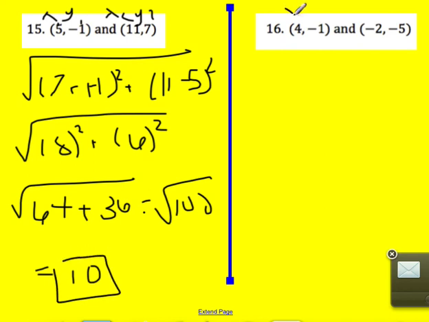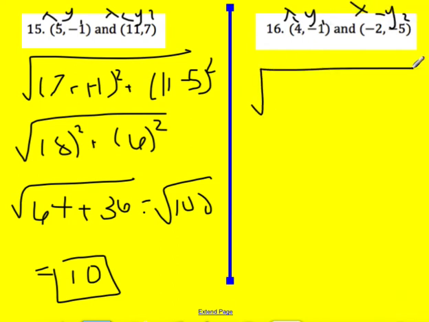Now let's take a look lastly at number 16, x1, y1, x2, y2. In case you guys are wondering, I now have 7 unread emails. I'm sorry that keeps popping up.